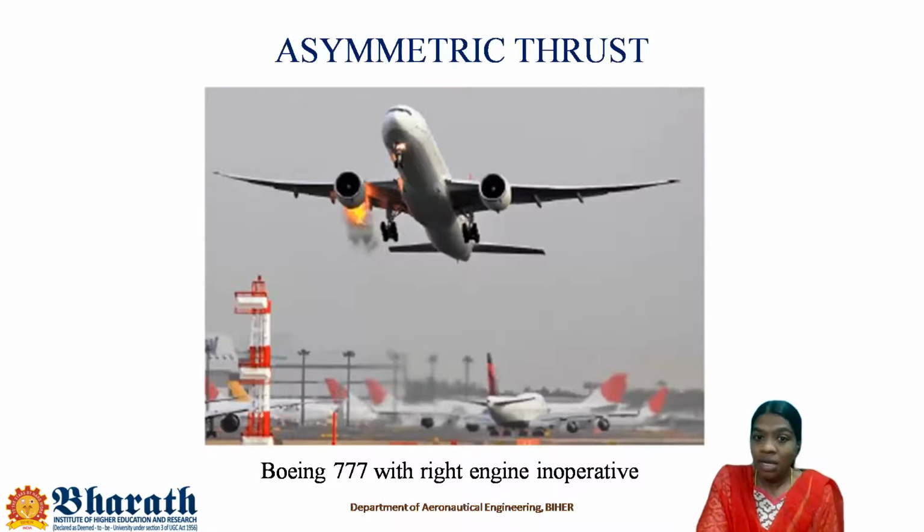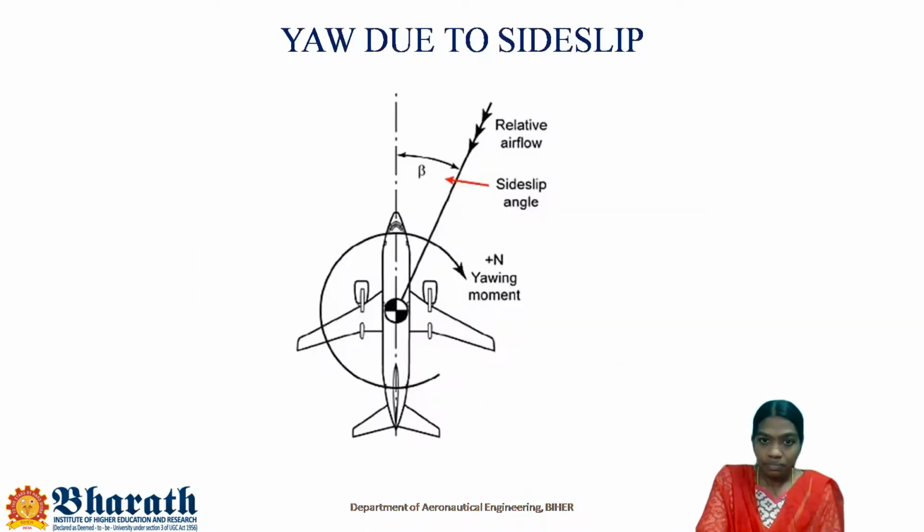So what does it mean? Thrust is produced in the left engine, whereas the thrust produced in the right engine is 0. So the thrust is not symmetric, and that is the reason why we call this asymmetric thrust. When that engine is not working, what happens? There is a possibility of the aircraft to yaw towards the failed engine. That is overcome by the rudder deflection. That is what we are going to see.